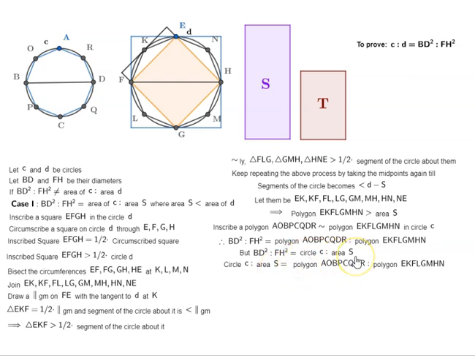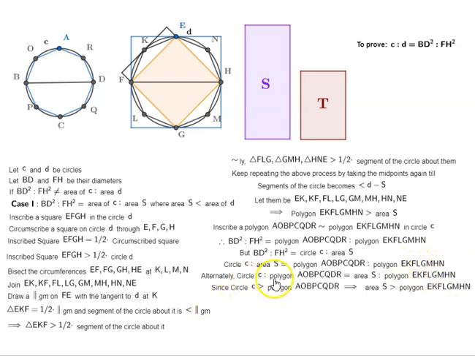So circle C is to area S is equal to polygon AOBPCQDR is to polygon EKFLGMHN. Alternately, we can write it as circle C is to polygon AOBPCQDR is equal to area S is to polygon EKFLGMHN. Here on the left hand side, circle C is greater than polygon AOBPCQDR, because it is the inscribed polygon.